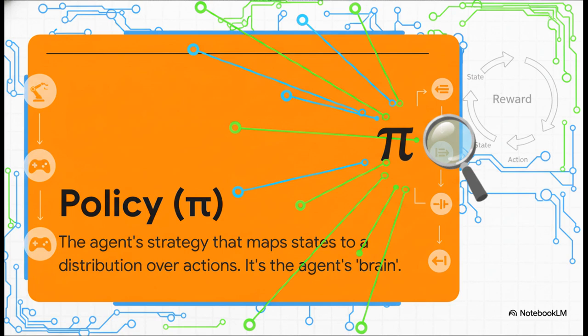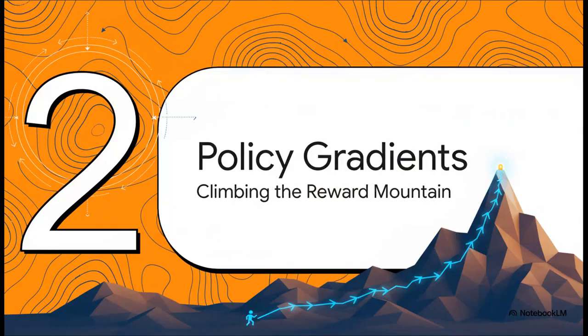And finally, we get to the policy. This is the big one. The policy is the agent's brain. It's the strategy it uses to look at a state and decide which action to take. And really, the entire goal of reinforcement learning is to find the best possible policy, the one that will get the most reward over the long haul. So, the million-dollar question is, how do we find this amazing reward-hoarding policy?